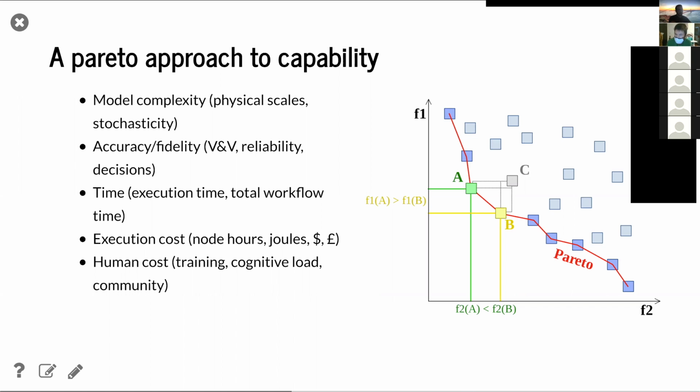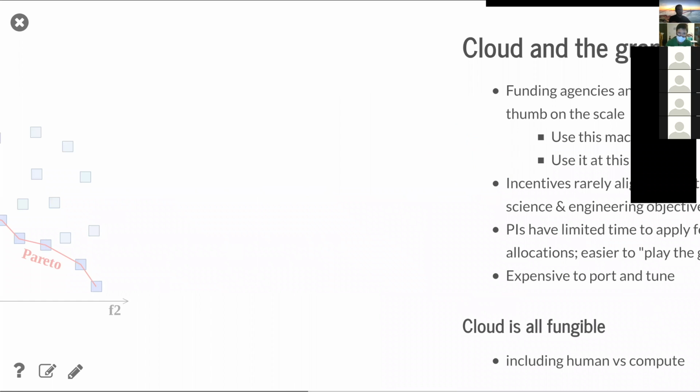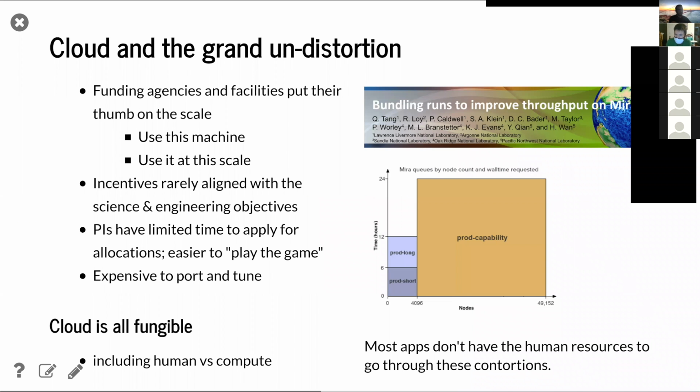Ultimately, people tend to care about dollars, but these different sort of costs are not fungible, and cloud kind of makes them fungible. So funding agencies are putting their thumbs on the scale in a sense. They say, oh, well, we bought this big machine, and if you use that machine, and if you use it in a specific way, and I'll give you an example of that.